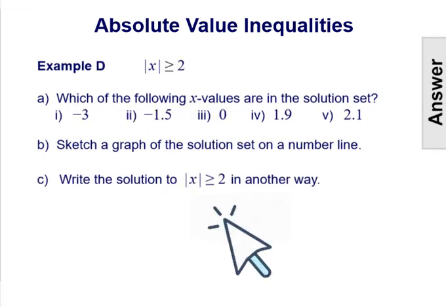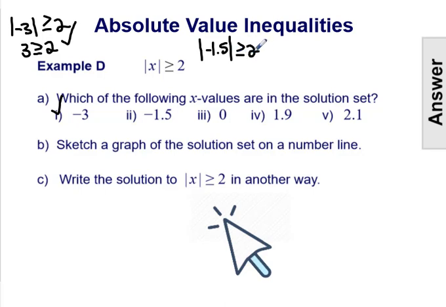Here's another example one more time just for clarity. Let's look at the absolute value of x is greater than or equal to 2. Let's test our values to see which of these x values are in the solution set. We have the absolute value of negative 3 is greater than or equal to 2. It means that 3 is greater than or equal to 2 is true. So that is in the solution set. We have the absolute value of negative 1.5 is greater than or equal to 2. So 1.5 is greater than or equal to 2 is false. So that is not in the solution set.